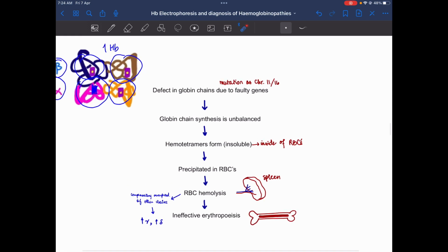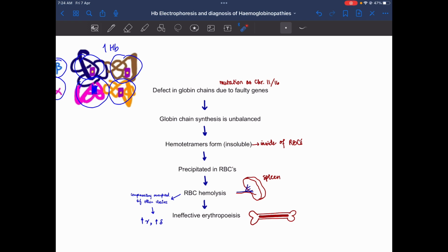The sequence of events that occurs in thalassemia would be, you would first have a mutation on chromosome either 11 or 16. Defect in the globin chains would occur because of faulty genes, because of some sort of a mutation, an inherited defect. Globin chain synthesis would be unbalanced. So you're either going to have 2 less of alpha, which means that you have an excess of beta, or you have 2 less of beta, which means that you have an excess of alpha.